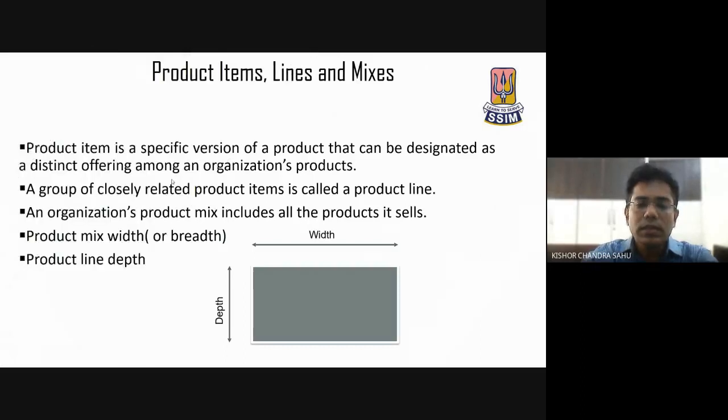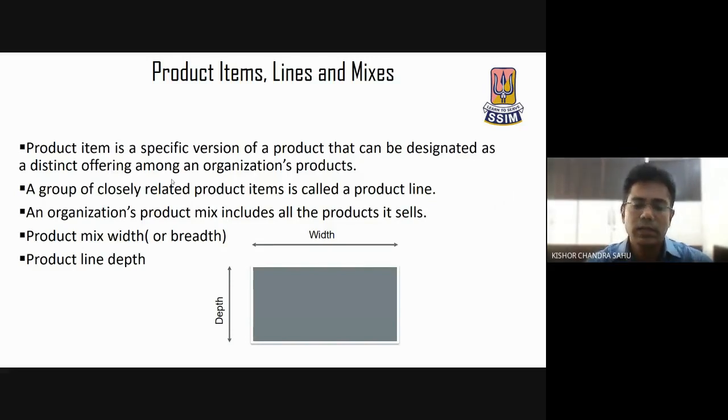Now next, let's try to understand what we mean by the terms product items, product lines, and product mix. We have understood marketing mix, but what is product mix? So first, product items. A product item is a specific version of a product that can be designated as a distinct offering among the organization's products. For example, Maggi tomato soup, or Maggi hot and sour soup, or Maggi sweet corn soup. These specific items are called product items, and a group of closely related product items is called a product line.